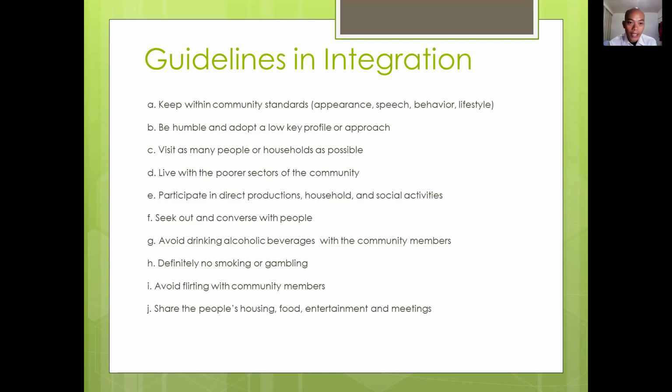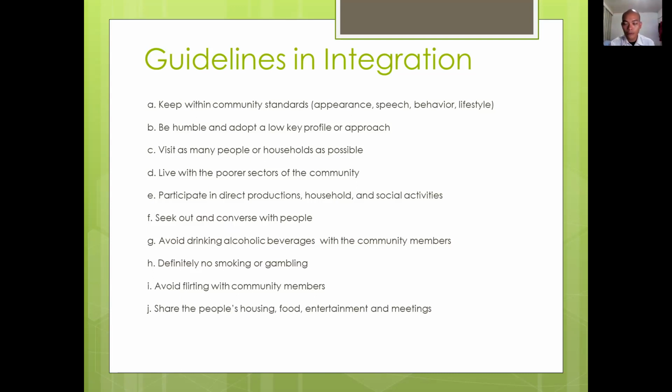Okay, so let's go back to letter A, community standards. Appearance: do not go to the community appearing like tourists. We are not tourists there. Yes, we are visitors, but we are there as professionals also, as nursing professionals, student nurse professionals. So let's be formal if needed, let's be casual if needed. But at the same time, remember that we are there on official business, not to be tourists. Try to speak the dialect, don't speak slang.